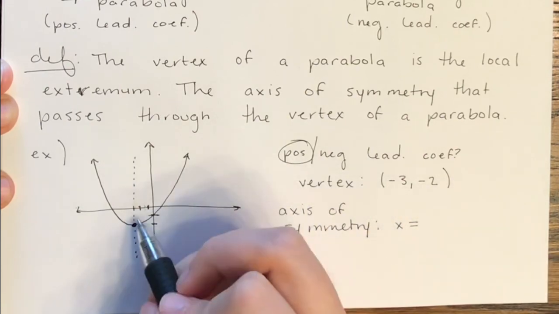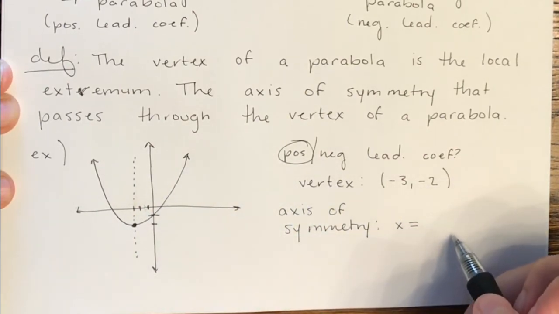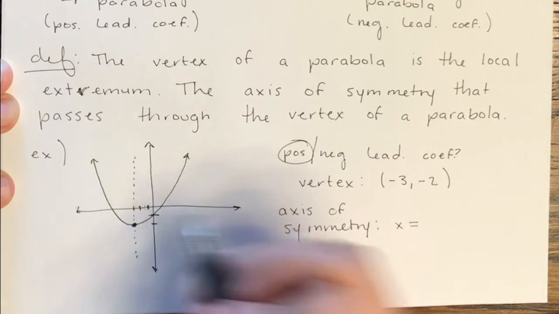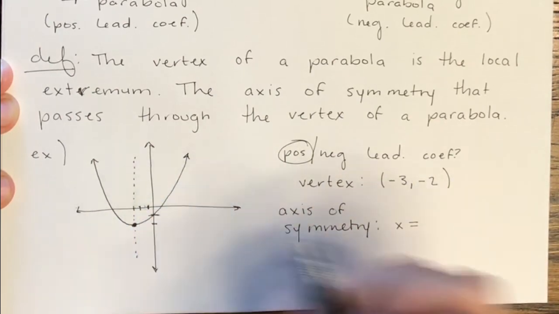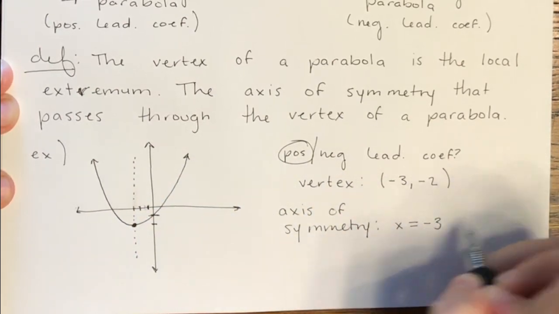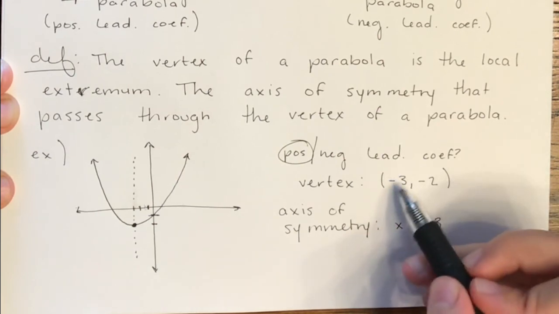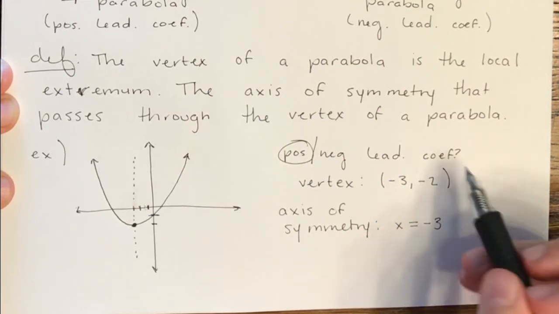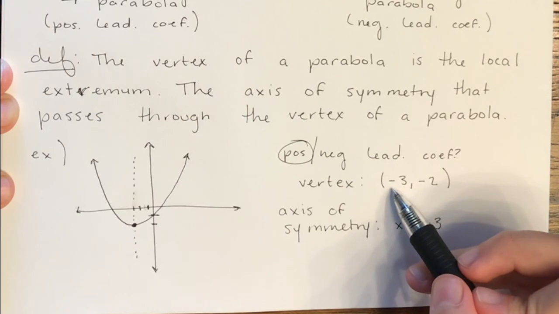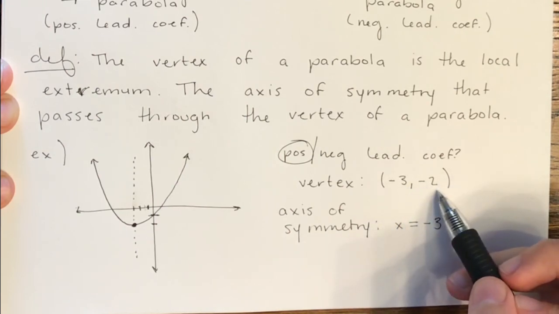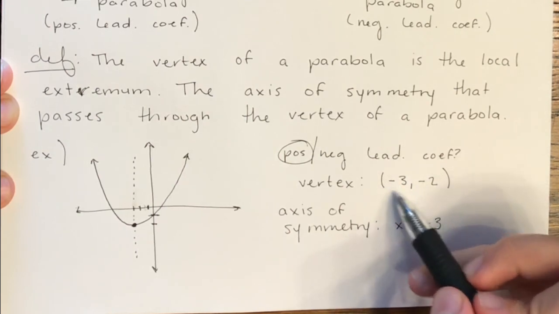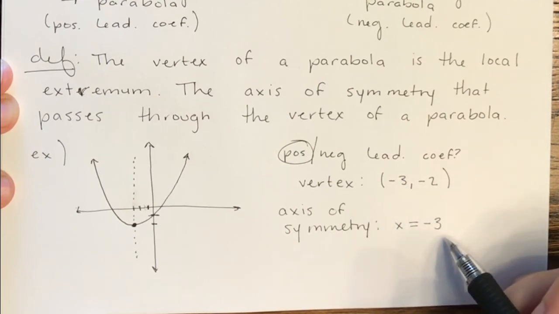So what is that X value? What is the X value of our axis of symmetry? Well, here it's -3, right? We can see from the grid lines. But we could have also found it just from looking at the vertex, right? Our vertex passes through -3, -2, so the x is -3.